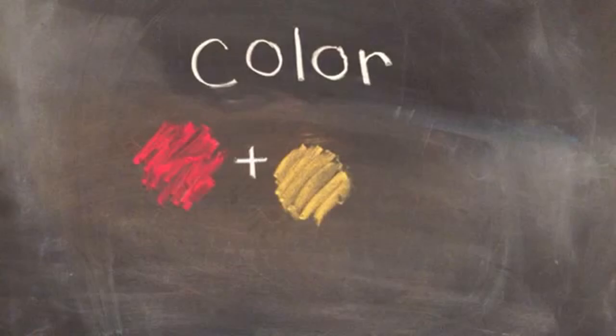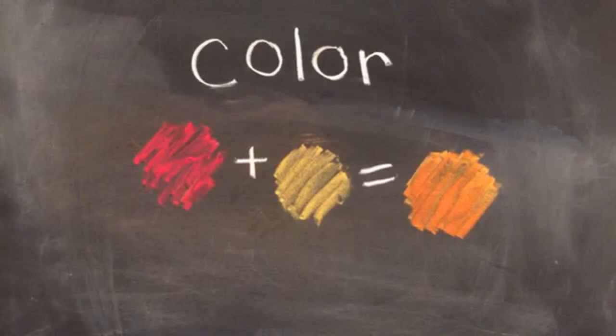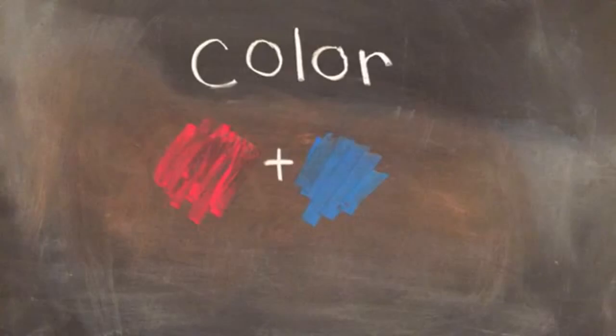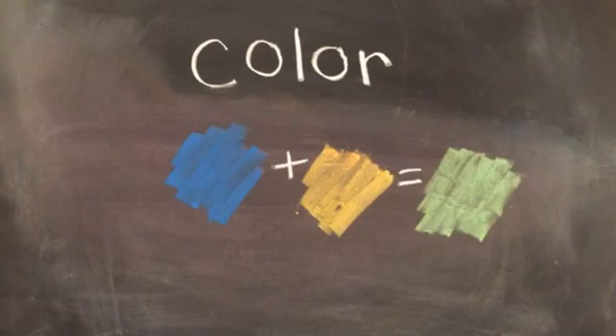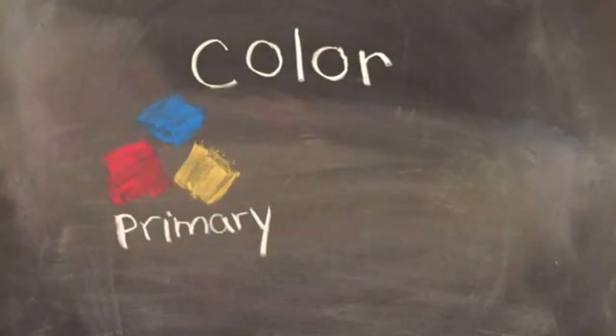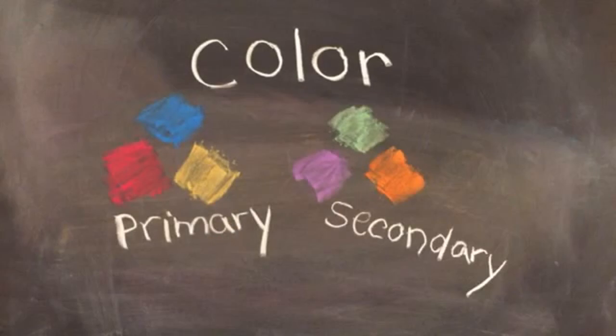For example, when you mix red and yellow, it makes orange. When you mix red and blue, you get purple. And when you mix blue and yellow, you get green. When you mix the primary colors, the colors you end up with are called secondary colors: purple, green, and orange.